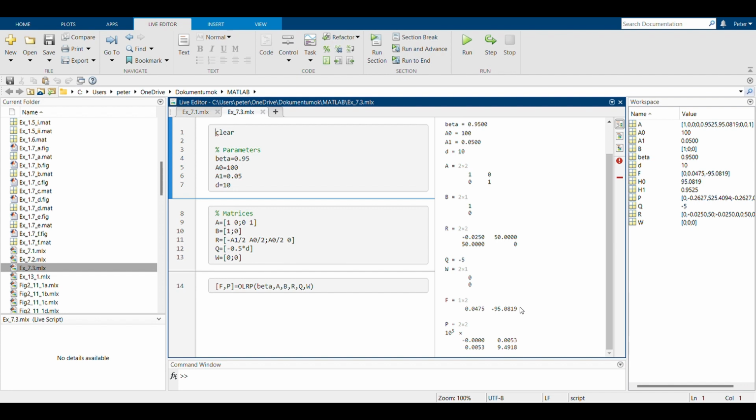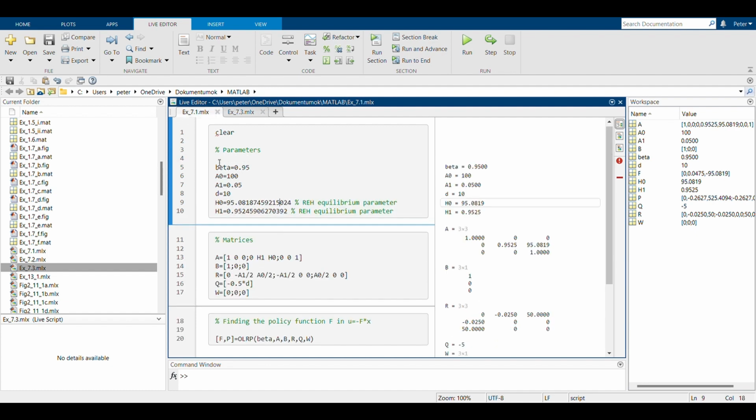And in the next part of this exercise, which is the final part of the exercises for the day, we will see why it is that these parameters here are the so-called rational expectations equilibrium parameters. We will write a short code for finding these equilibrium parameters, and I will show you how to do it.